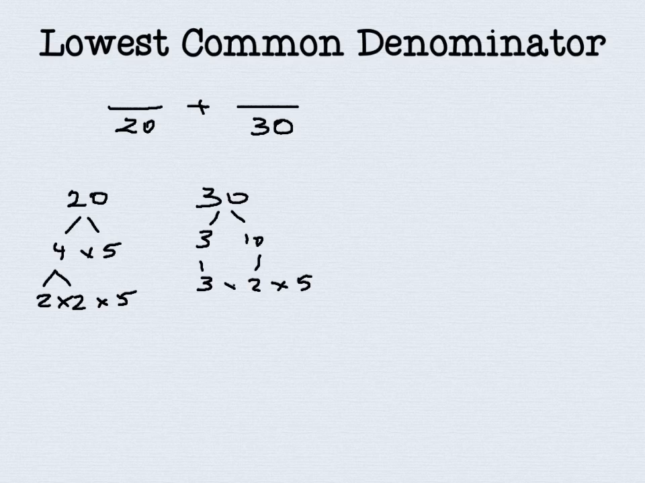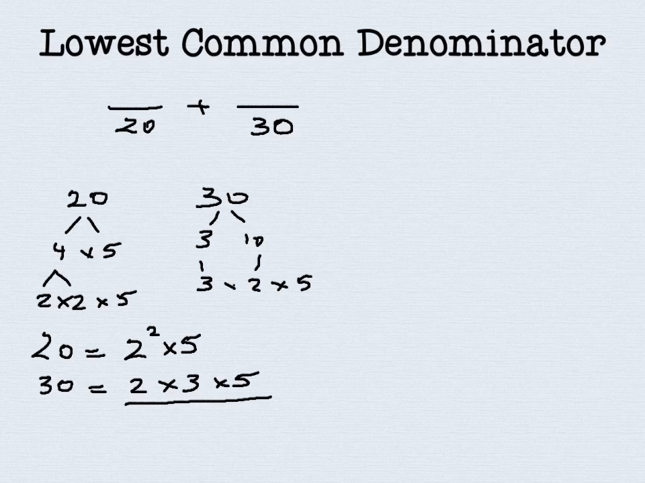If I was going to change these into a list from biggest to smallest, I'd change 20 into 2 squared, or 2 times 2 times 5, and I would change 30 into 2, the smallest one, by 3 by 5. Now, to pick the lowest common denominator, what you need to do is very simple. Once you see it, you see it. Comparing your two denominators, you need to list all your factors in order from biggest to smallest.